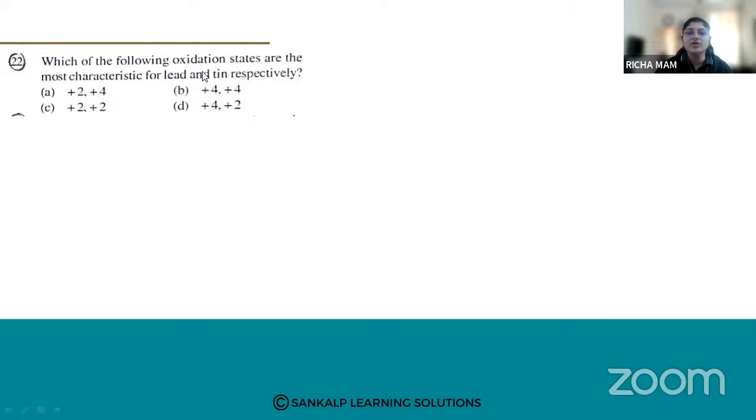Next one, which of the following oxidation states are the most characteristic for lead and tin respectively? So which are the common oxidation states characteristic for lead and tin? Lead is your Pb, tin is your Sn. So what is the common oxidation state? Aishu has answered it as A. Sita has also answered it as A.